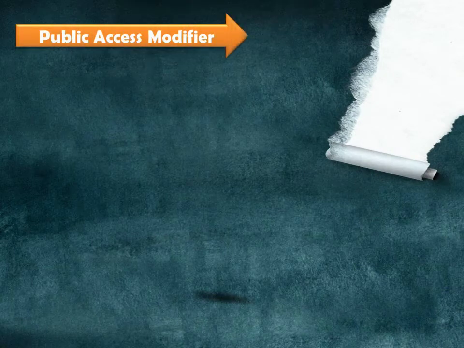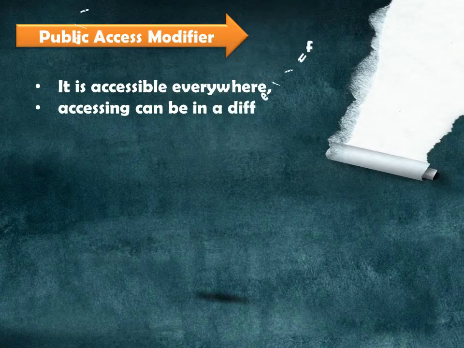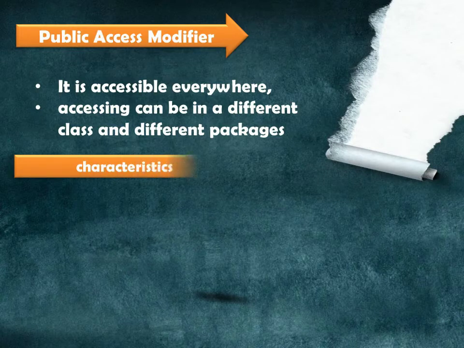Next we'll move on to the public access modifier. Public access modifier is accessible everywhere. All code can access the class, data member, constructor or method regardless of where the accessing code is located. Accessing code can be in a different class and different package. We'll see the characteristics now.